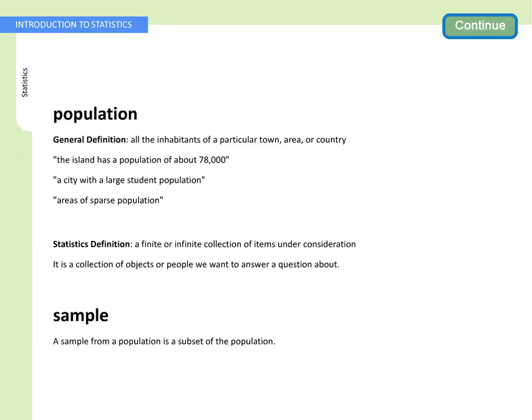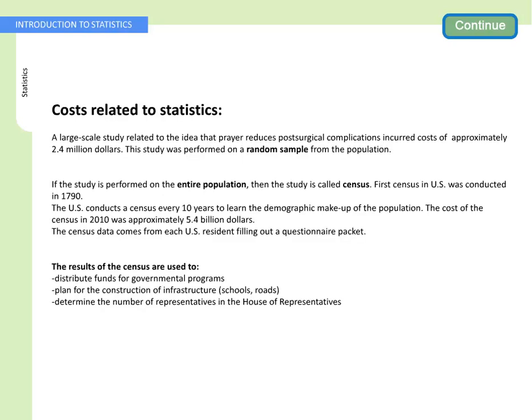In statistics the definition of population is a finite or infinite collection of items under consideration. It is a collection of objects or people we want to answer a question about. A sample from a population is defined as a subset of the population. There are costs related to statistical studies. A large-scale study related to the idea that prayer reduces post-surgical complications incurred costs of approximately $2.4 million.